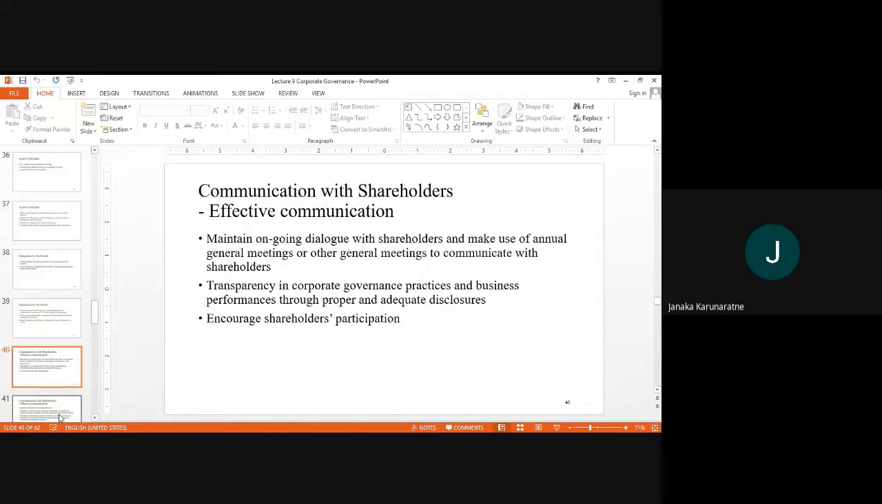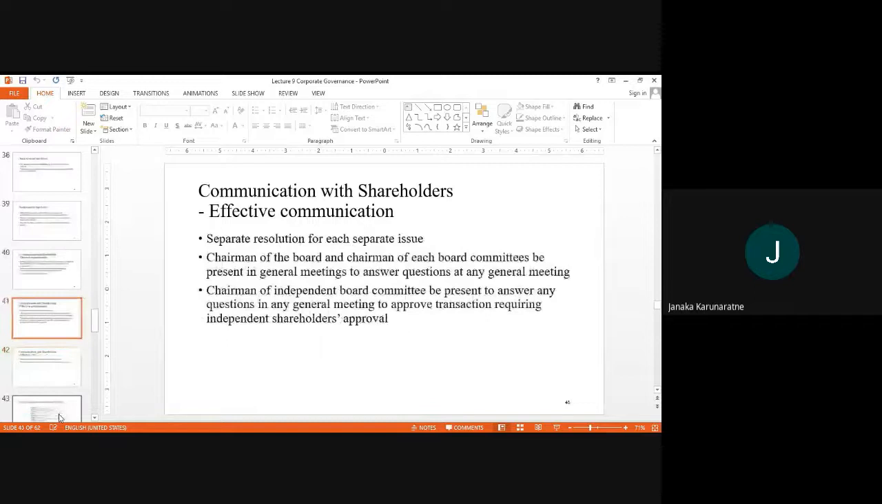And also always encourage shareholders' participation. The board must ensure shareholders participate actively so that their views can be expressed. The board can also see how best their views can be considered for implementation or otherwise. Also, there should be a separate resolution for each separate issue. You should not mix them up.